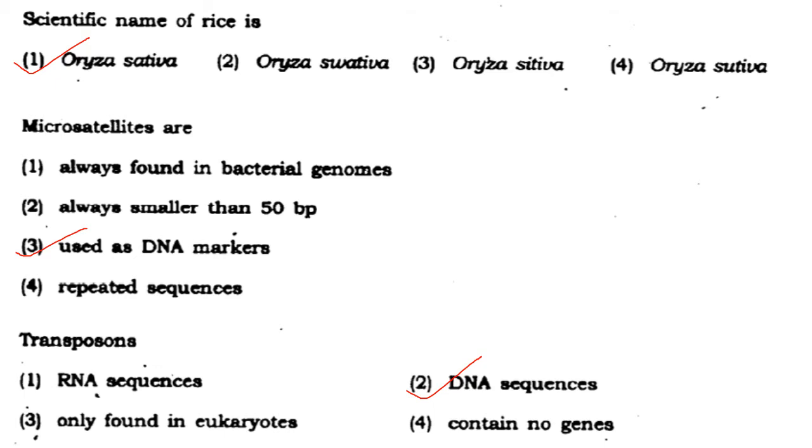Transposons. Option 1 RNA sequences. 2. DNA sequences. 3. Only found in eukaryotes. 4. Contain no genes. Answer is option 2 DNA.